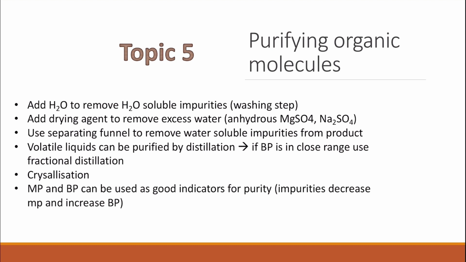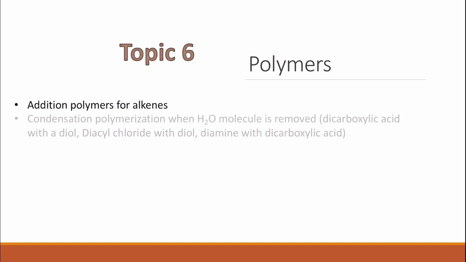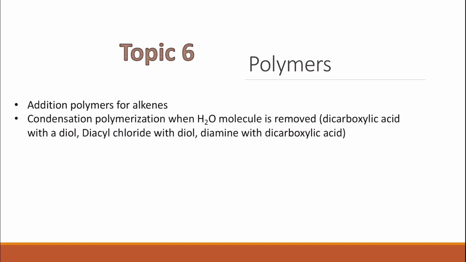Polymers. Normally they will ask you about polymers. They will ask you to draw a proposed polymer structure or repeating unit of a certain polymer, for both addition polymers and condensation polymers. The addition polymers will be for alkenes, and condensation polymerization is when a water molecule is removed, either by using a carboxylic acid with an alcohol, or an amine with a carboxylic acid to make an amide. And naturally occurring polymers are the proteins and DNA.